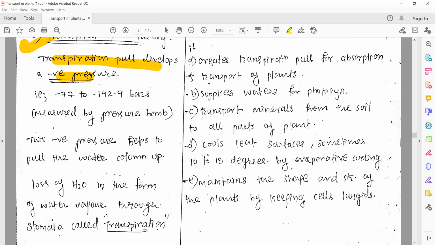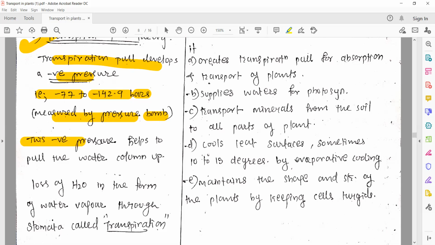So see, before entering into the explanatory part, you should understand that transpiration pull develops a negative pressure because things have to move against gravity, right? And that pressure is approximately minus 77 to minus 142.9 bars. Okay, this is the value given to you. It is measured by the pressure bomb technique.